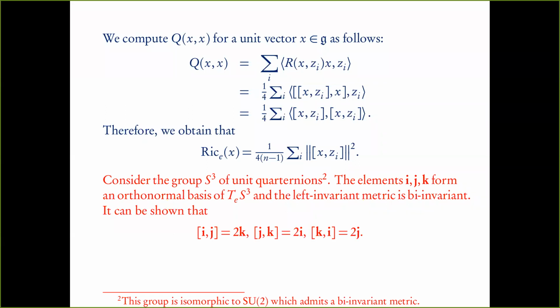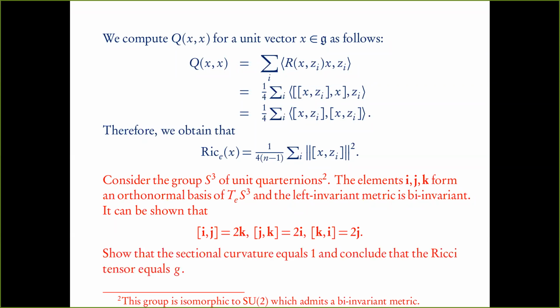So one can show that the Lie bracket satisfies these equations. And this is also something that will be clear once you see what the group is: the Lie bracket of i, j is 2k, the Lie bracket of j, k is 2i, and the Lie bracket of k, i is 2j. Because it has this cyclic property.